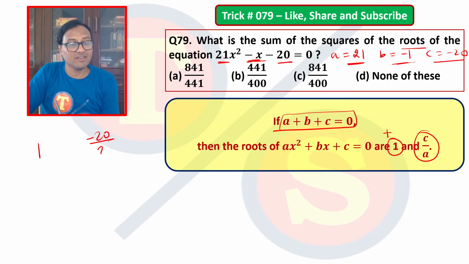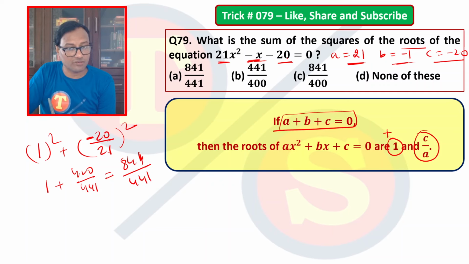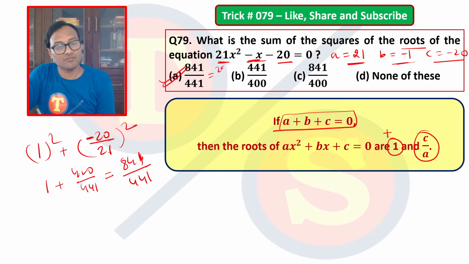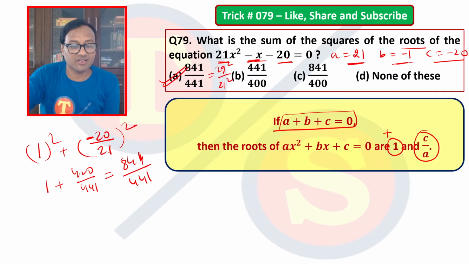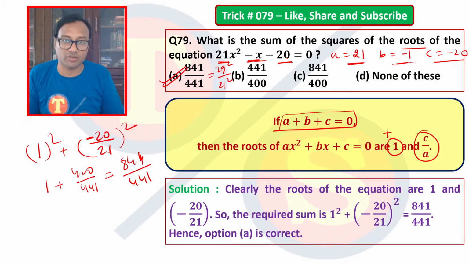C is -20 and A is 21. And we have been asked to calculate the sum of their squares. So simply it will be 1 plus 400 upon 441. The square of a negative number becomes positive. So on simplification it will be 841 upon 441, and that is the answer option A. Basically 841 is 29 square and 441 is 21 square. So the answer can also be given in this format. It will be the square of 29 upon 21. So answer option A is the correct answer.